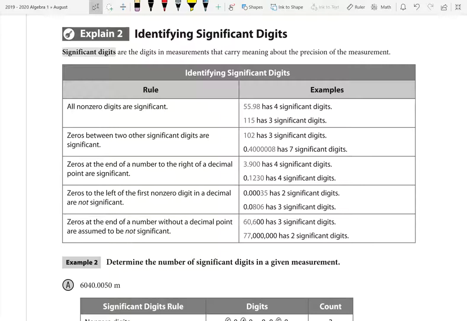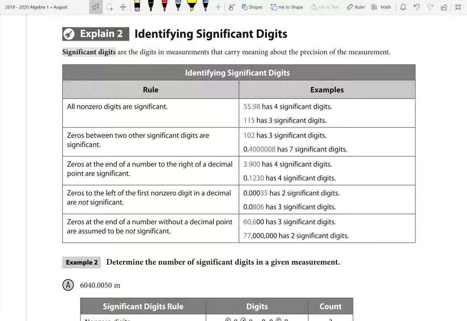So significant digits are digits in measurements that carry meaning about the precision of the measurement. So apparently that's why. All right, so here are some of the rules when it comes to identifying significant digits. All non-zero digits are significant. So if it's not a zero, it counts as part of the significant digits. And you can see those examples.